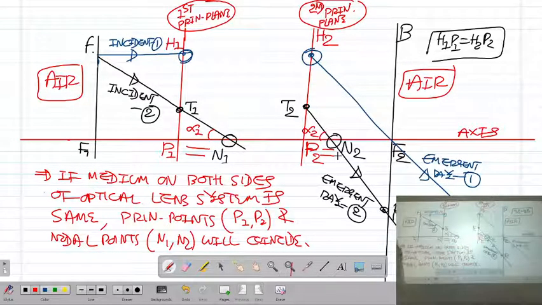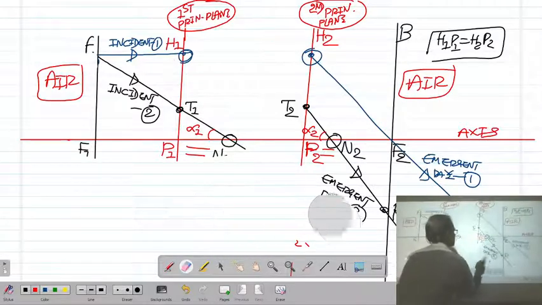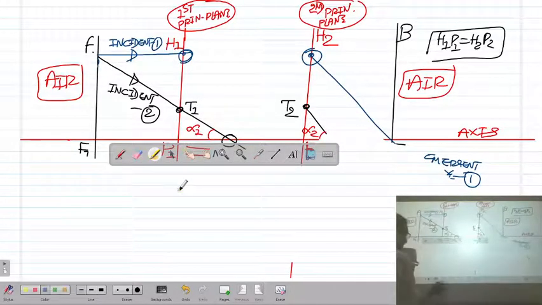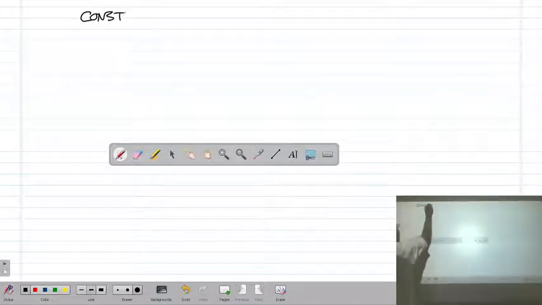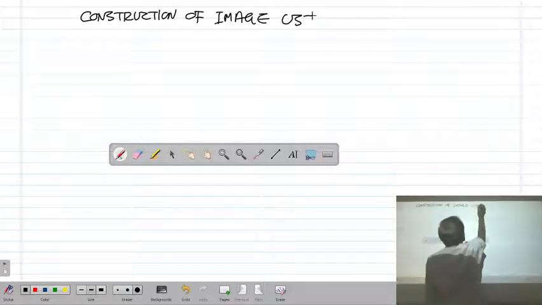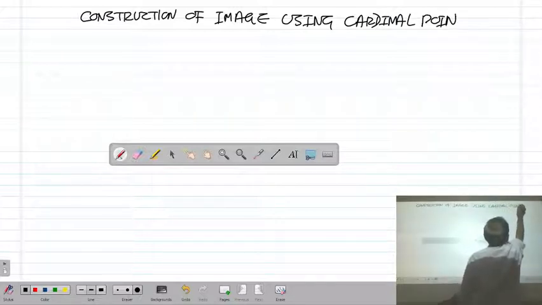Okay, and today's last article: construction of image using cardinal points.